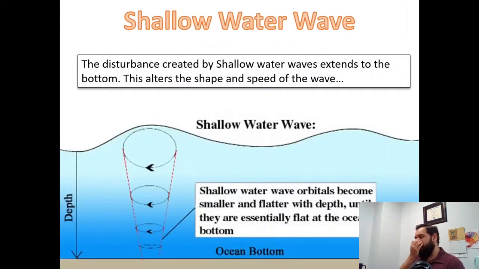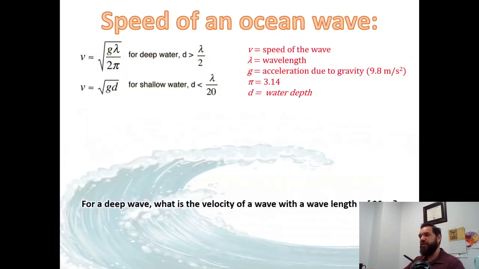Once those waves reach the coastline, though, they start to transition into shallow water waves, and we're going to see that things are going to change. The reason this is important is because the speed of an ocean wave is actually determined by whether it's a shallow water wave or a deep water wave.